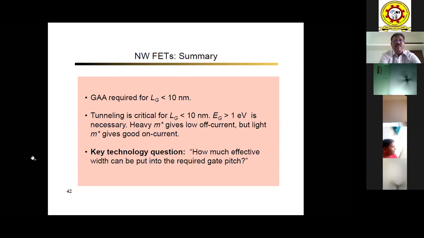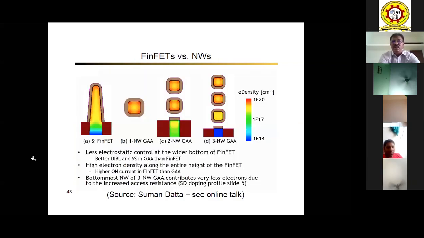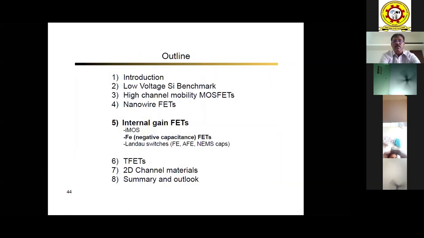Then FinFETs compared with nanowires. Actually, nanowire is also quite a good candidate. So they show a silicon FinFET here, one fin, compared with one nanowire GAA, gate all around. Then 2 nanowire GAA, 3 nanowire GAA, and you can have multiples of that. Then we are moving on to the next one.